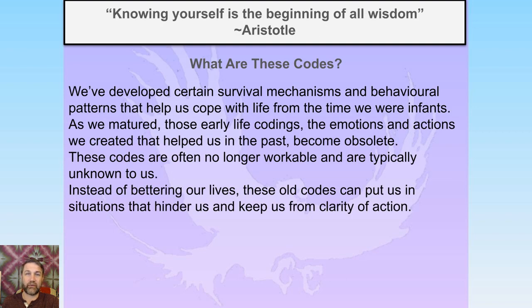So what are these codes? These codes to act. We've developed certain survival mechanisms and behavioral patterns that help us cope with life from the time we were infants. As we matured, those early life codings, the emotions and actions we created that helped us in the past, become obsolete. These codes are often no longer workable and are typically unknown to us. Instead of bettering our lives, these old codes can put us in situations that hinder us and keep us from clarity of action.